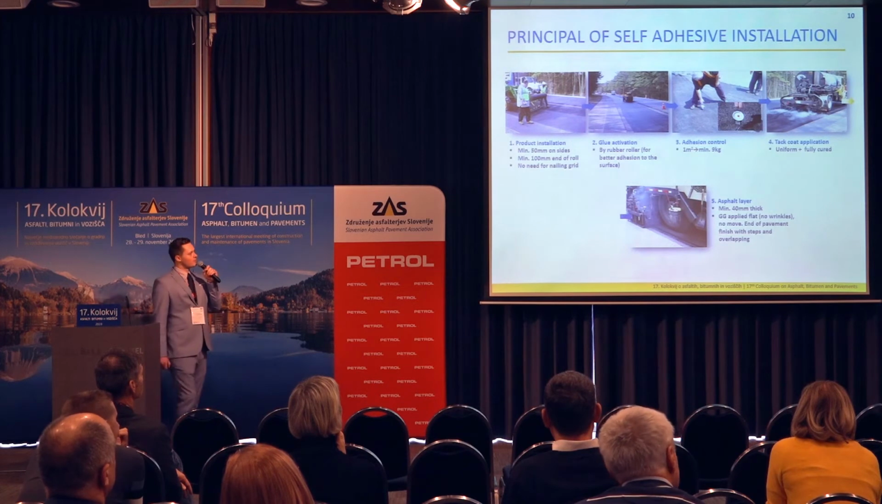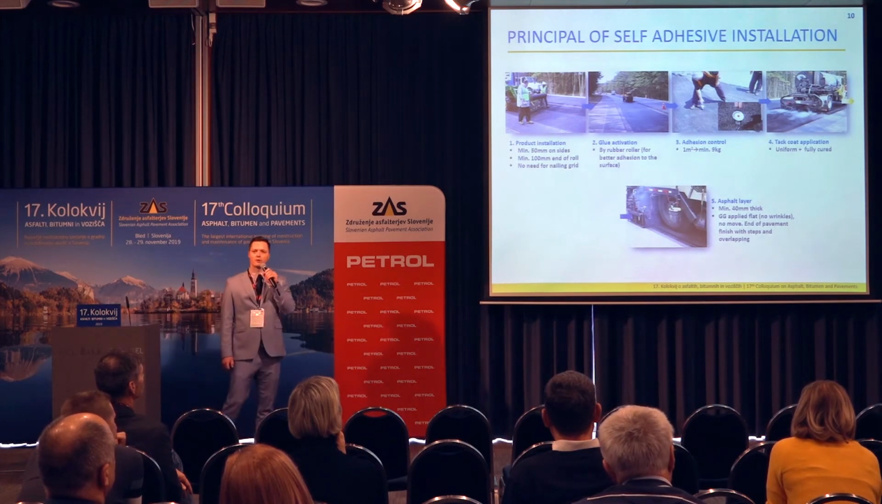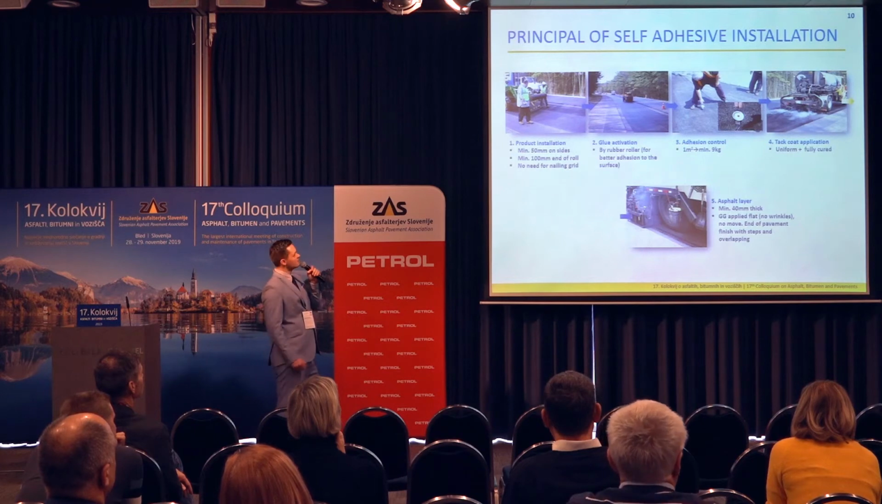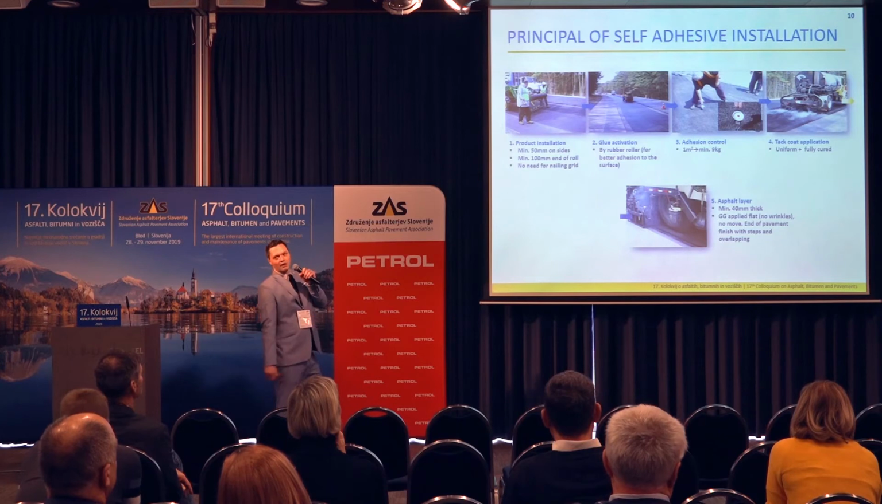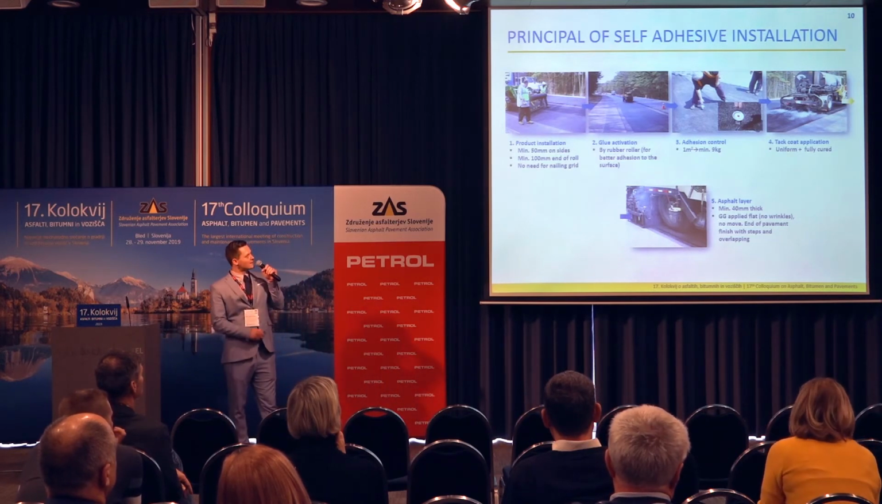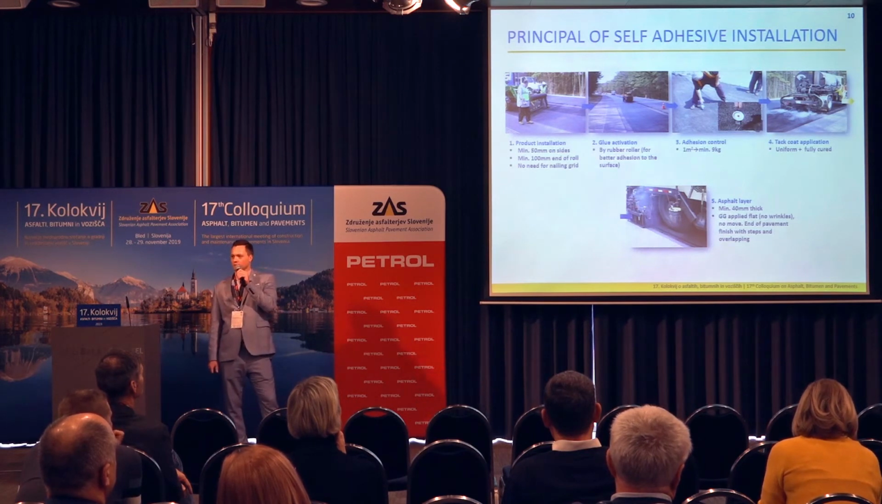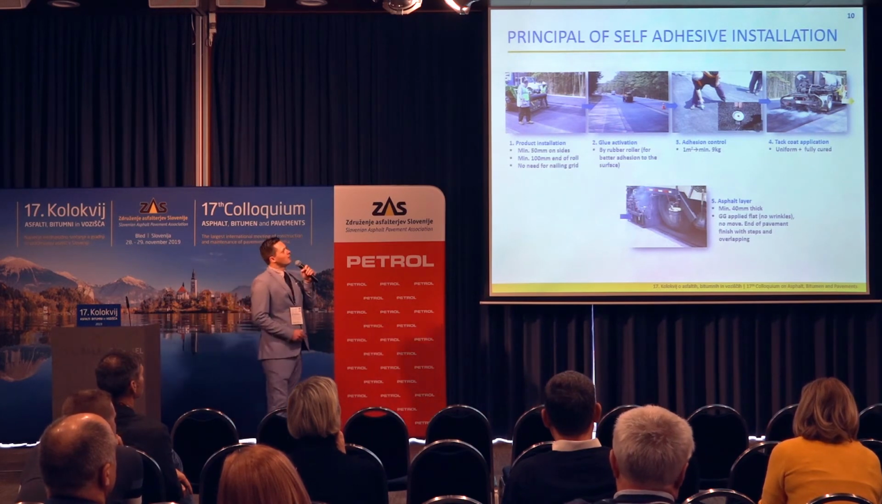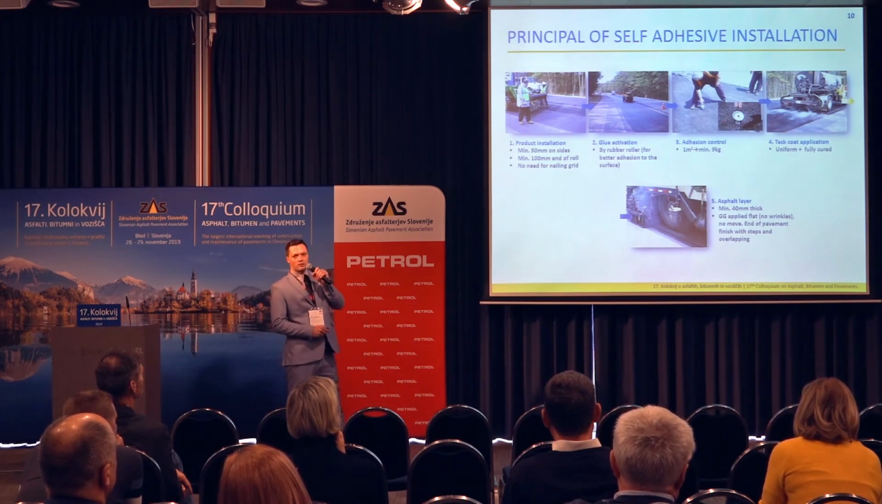Here are some pictures of the installation, how you install the grids. In case of self-adhesive grids, you lay the product first on the ground. The surface must be clean and there shouldn't be any dust. Then, as the glue is activated by the pressure, you need to apply pressure with the roller to activate the glue. We also measure the adhesion, if the adhesion is good enough and sufficient.